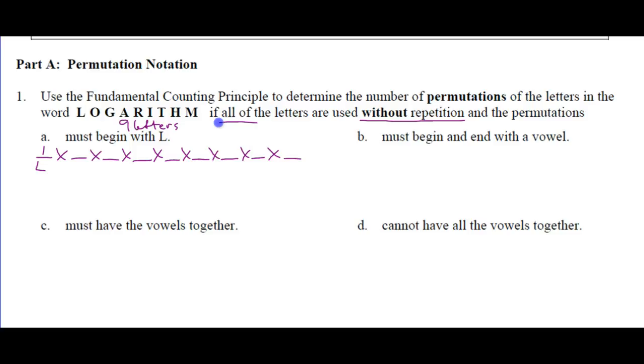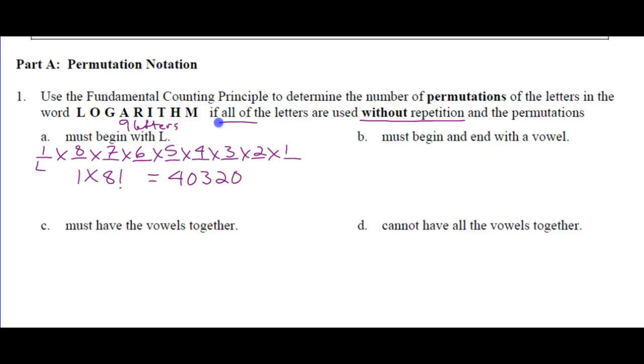How many letters remain to go in second position? 8. And then 7, and so on down to 1. We can just multiply that out. You'll notice that that is the same as 1 times 8 factorial, which is just 8 factorial, and here's the number: 40,320.